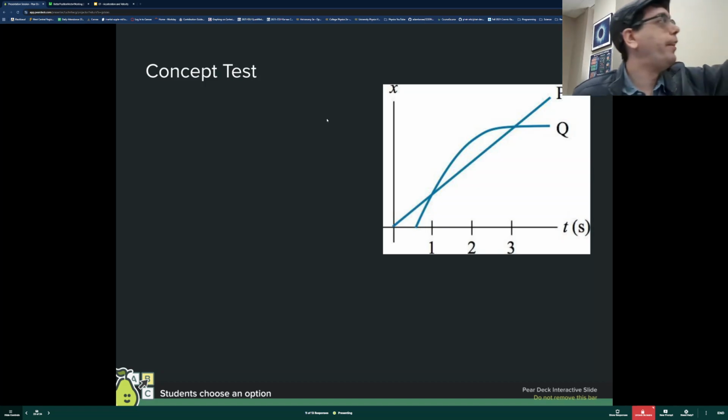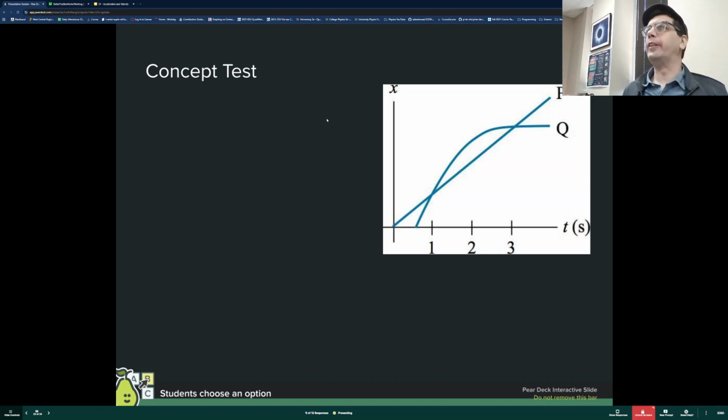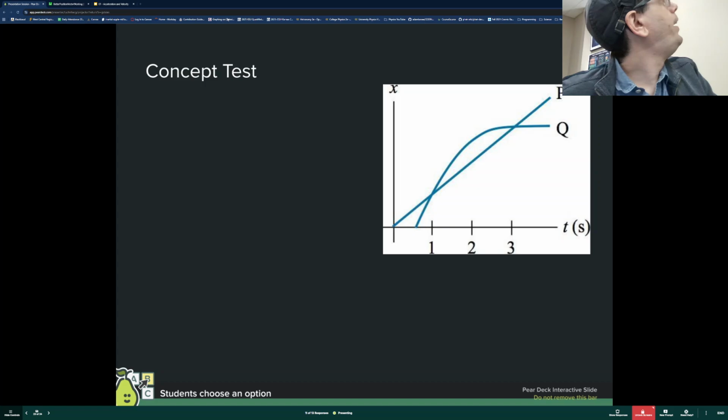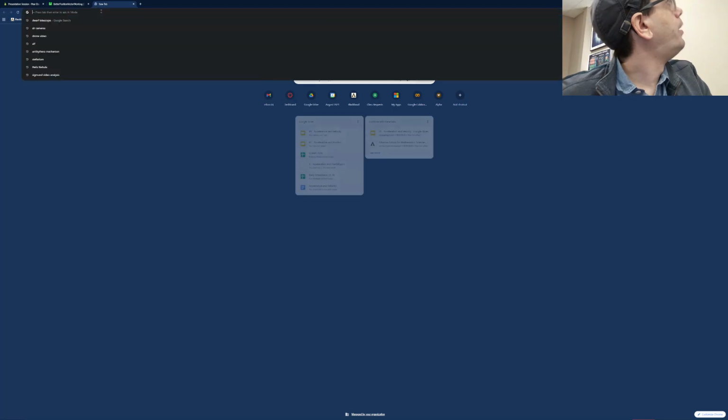First of all, how would we get the velocity just generally? The slope, right? So P has a constant slope. So really what we have to think about is the slope of Q. So that they can see this on here.